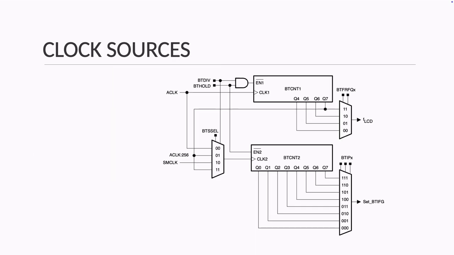The basic timer module has 3 clock sources to select from: the ACLK source, the SMCLK source, and the cascaded source. This is used to configure the timers in a cascaded manner. By using this configuration, we are getting a 16-bit timer.